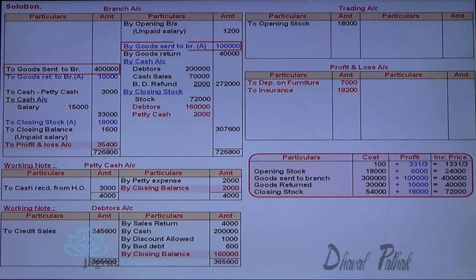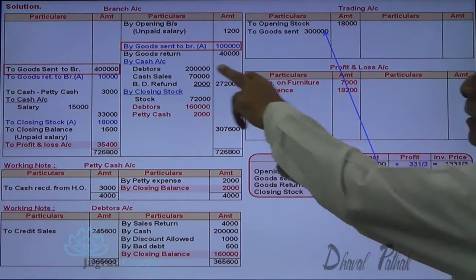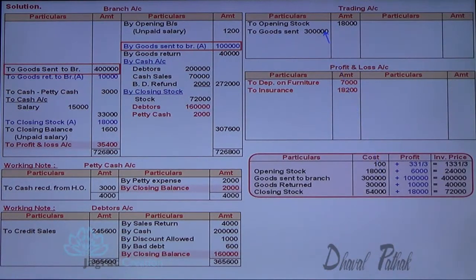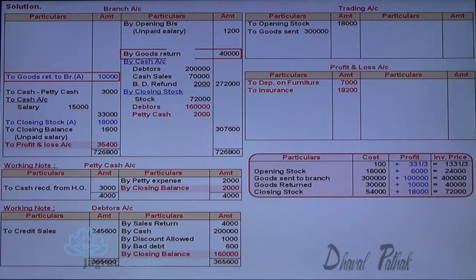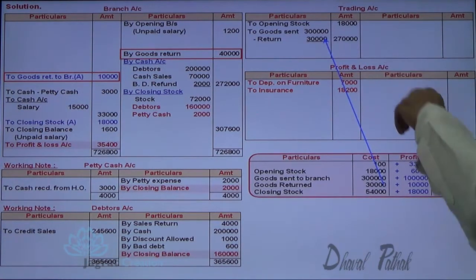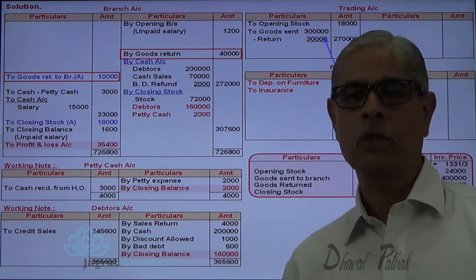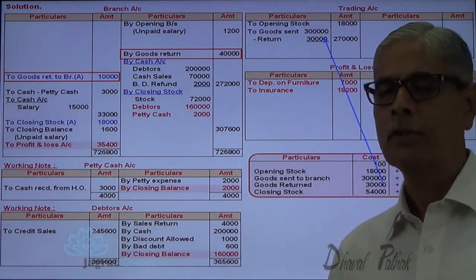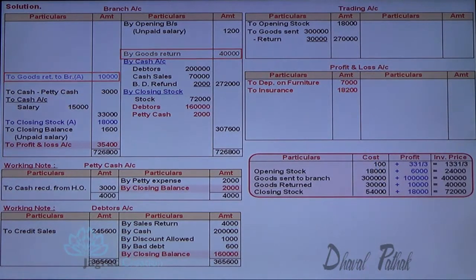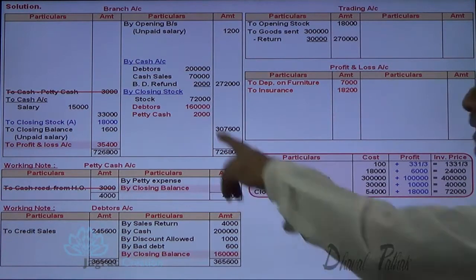Goods sent to the branch is just like purchases for the branch. It should be recorded at cost. So goods sent at cost: 4 lakhs minus 1 lakh, 3 lakh cost is recorded. Goods returned, it's just like purchase return, deducted from goods sent. That is also to be recorded at cost. So net cost of goods sent to the branch for the purpose of selling is 2,70,000. That is debited to trading account. Now, petty cash sent cannot be recorded in trading and profit and loss account, so it is removed from here.